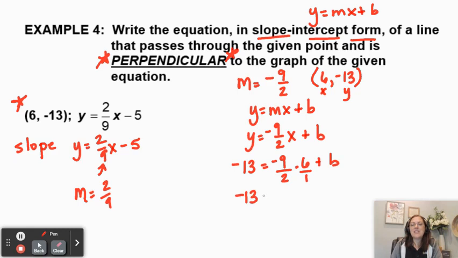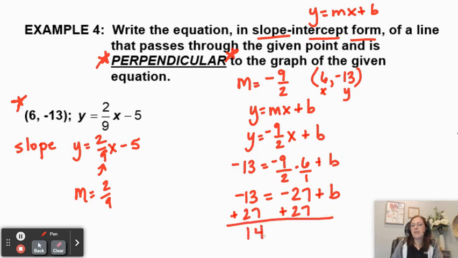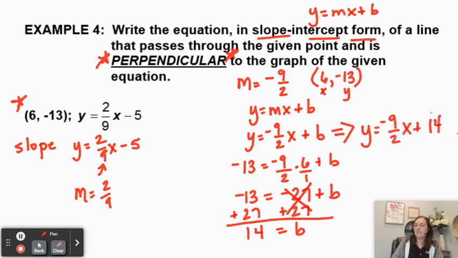I've got negative 13 equals, now negative 9 times 6 is negative 54. And then on the bottom, 2 times 1 is 2. So negative 54 divided by 2, that's negative 27. And then I can add 27 to both sides. And that gives me 14 equals b. Now, I'm going to come back to my equation right here. And now that I know the value of b, I will substitute that in. And there's my final answer.